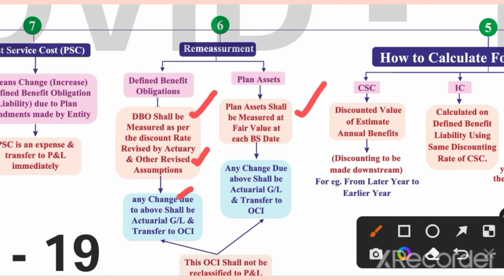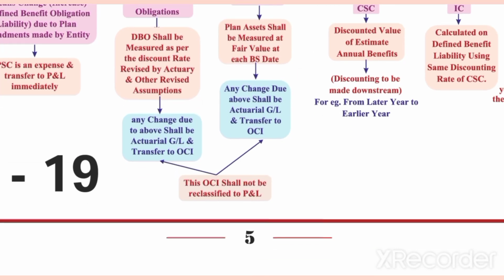Also, plan assets shall be measured at the fair value at each balance sheet date; at each balance sheet date we remeasure to fair value. Any change due to the above, which is the actuarial gain or loss, also has to be transferred to the OCI. The gain or loss on plan assets we have to transfer to the OCI. The gain or loss on the defined benefit obligation we have to transfer to the other comprehensive income only. This OCI shall not be reclassified to the P&L, because it is not yet realized. Therefore we should not reclassify to the P&L. It is OCI. These are the actuarial gains or losses which are not reclassified to the P&L. We have to transfer to OCI only.